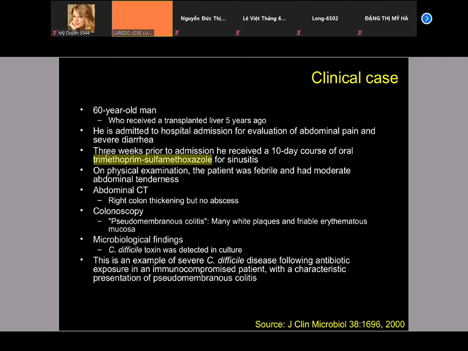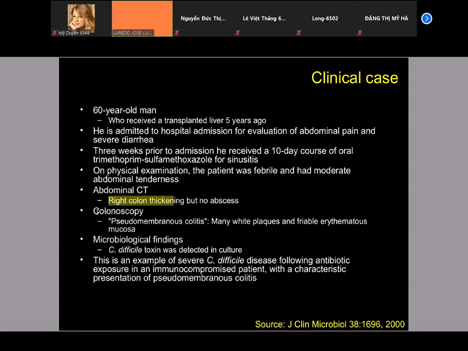Three weeks ago, he was taking antimicrobials for another disease, for a sinusitis. He was taking antimicrobials for 10 days. Currently, in the hospital, on physical examination, the patient has fever. His abdomen is tender. We perform a CT scan of the abdomen, and we find that the wall of the right colon is thickened.